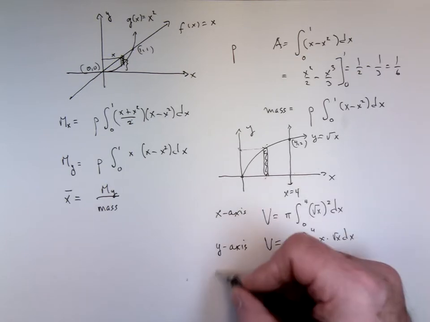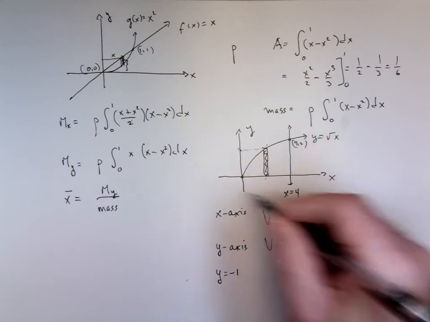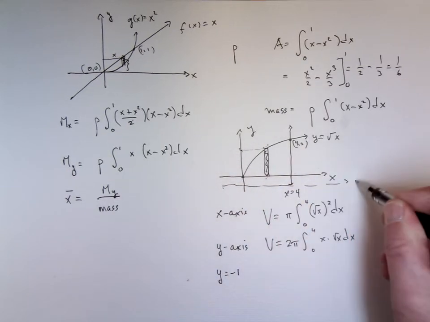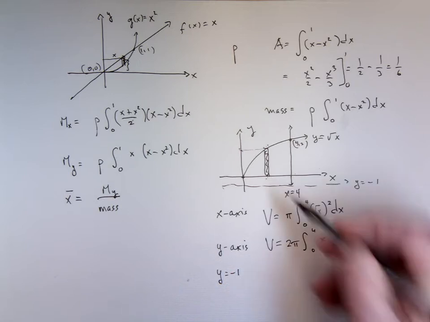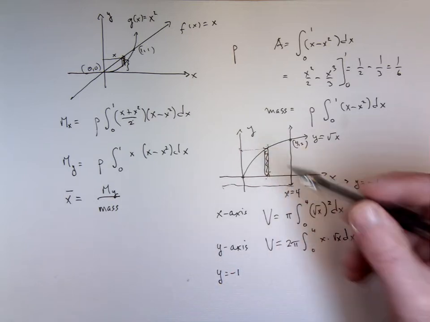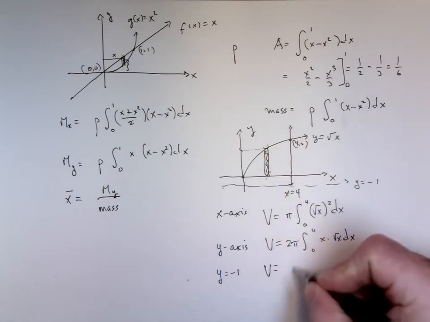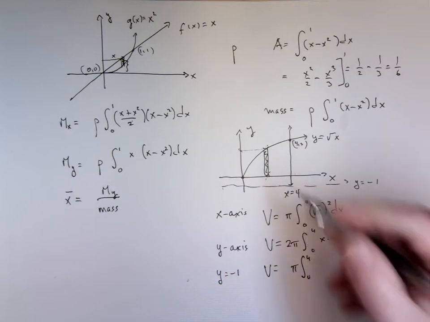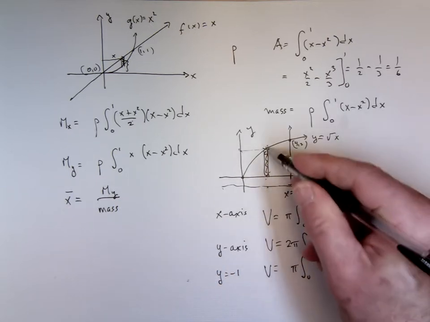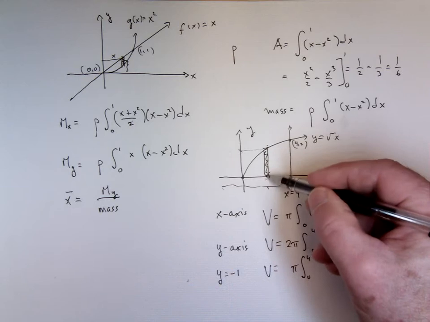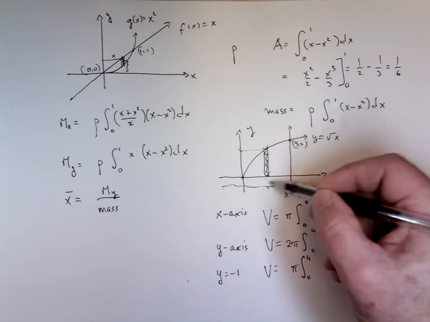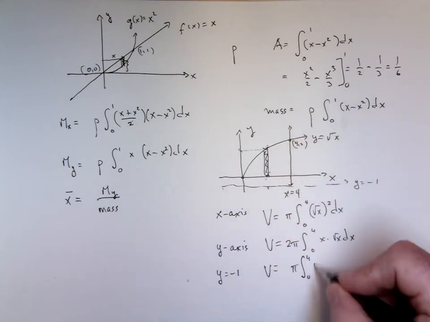Y equals negative 1. As this gets whipped around, y equals negative 1. Okay. This will generate a washer. The volume is going to be pi, 0 to 4. Big R, now big R is from here to here. Big R is equal to this distance, which is the square root of x, plus 1. So we got a square root of x plus 1.